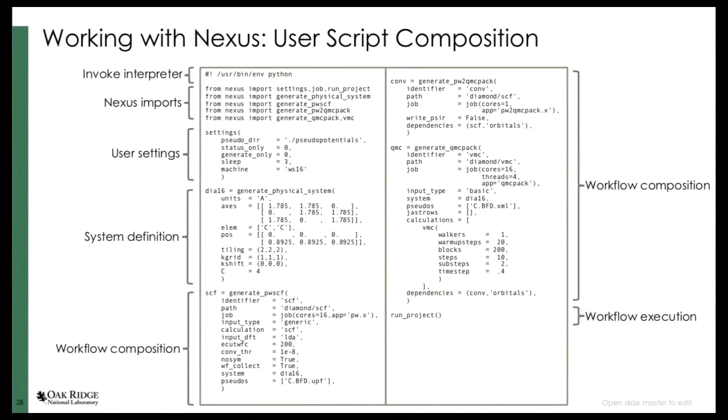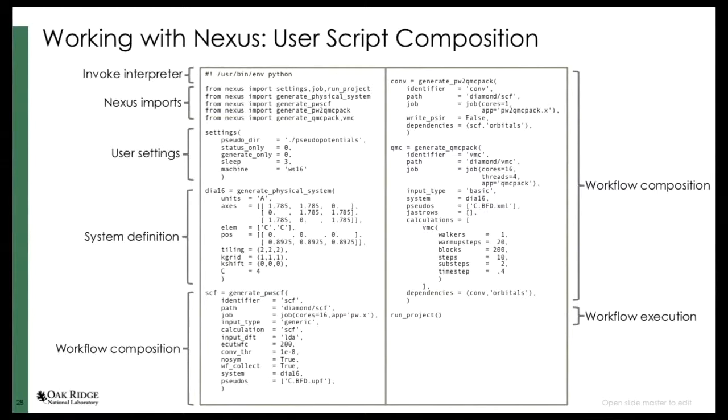One important note is that these simulations depend on each other. This one needs to get information from the SCF run, and so it will run afterwards. And this one needs to run after the conversion run. At this point, all we've done is composed what workflows we want Nexus to run. No actual execution will happen until the very end. So you can add a for loop here to do scans over different parameters and various other things. But no execution actually happens until the script enters this run project function.